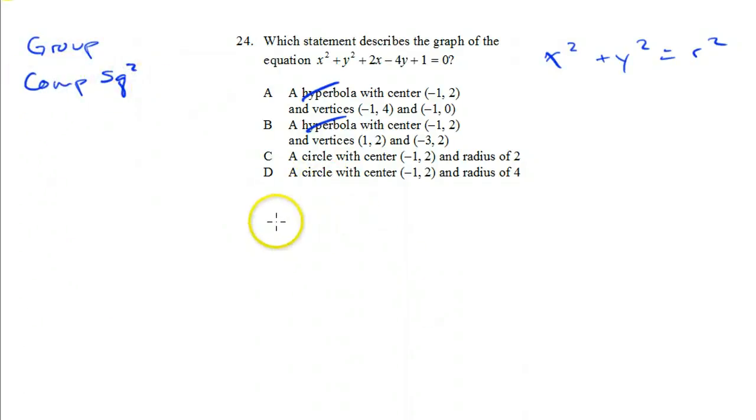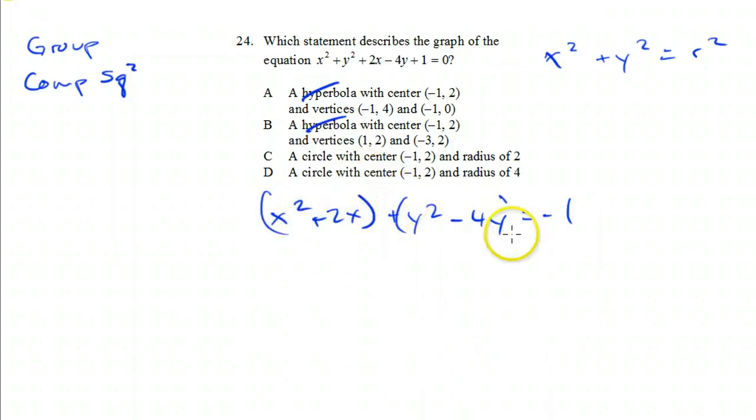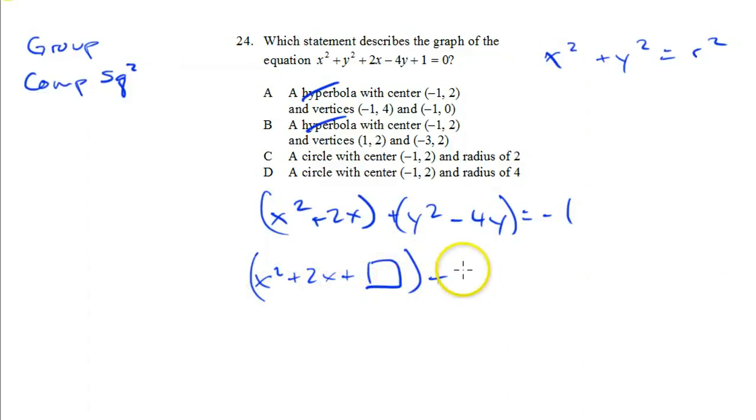So what do I get? Let's group first, x squared plus 2x. The y's is going to be plus y squared minus 4y, and move that 1 to the other side. Then we're going to complete the square. So I have x squared plus 2x plus something, and then here I have y squared minus 4y plus something. And let's complete the square.